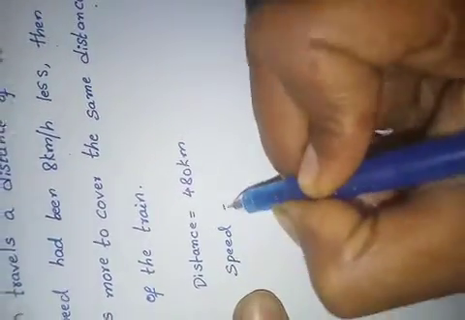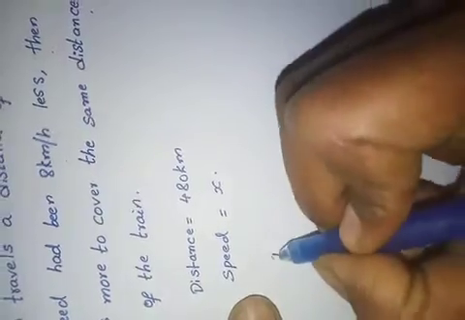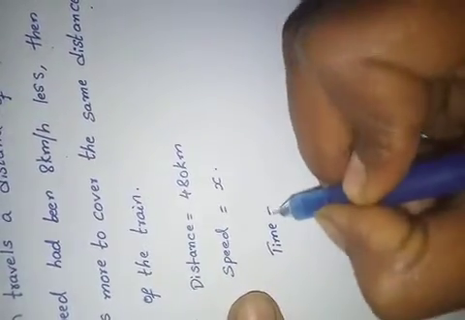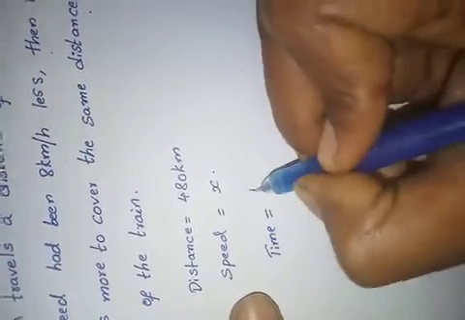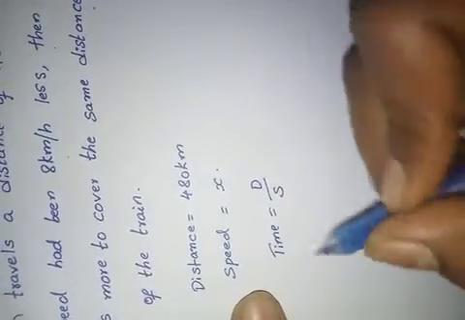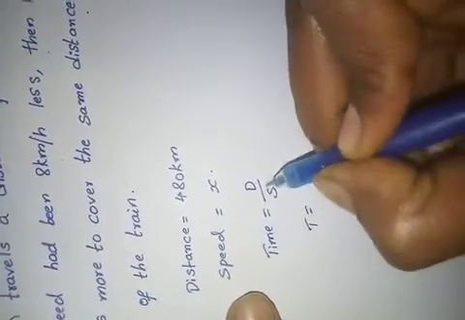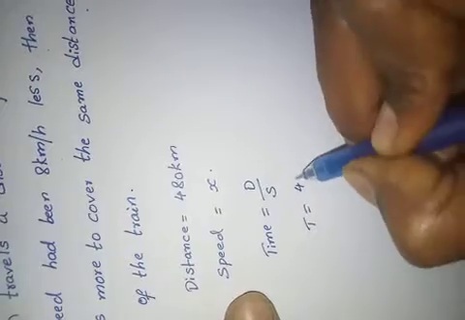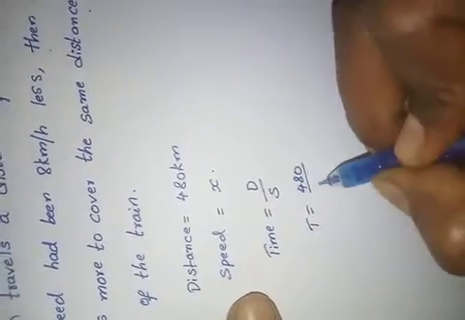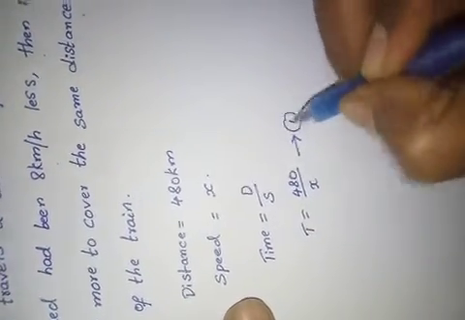I am taking the speed of the train as x. We know the formula, from previous chapters onwards, the same formula I am taking: time equals distance by speed. T equals distance. What is the distance? 480. By speed, what have I taken? x. Let it be equation 1.